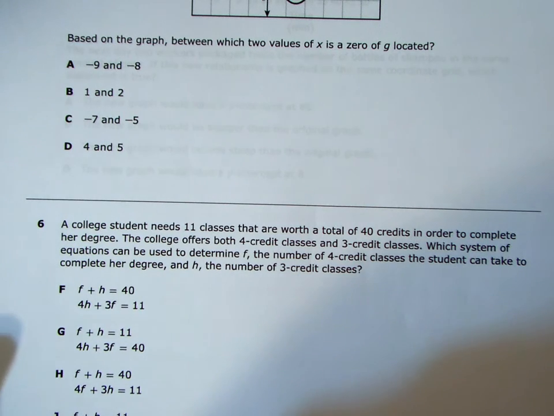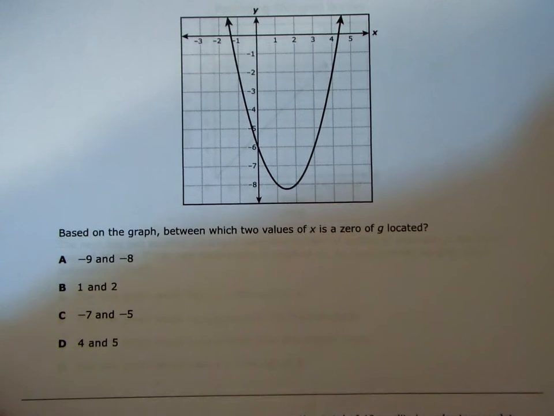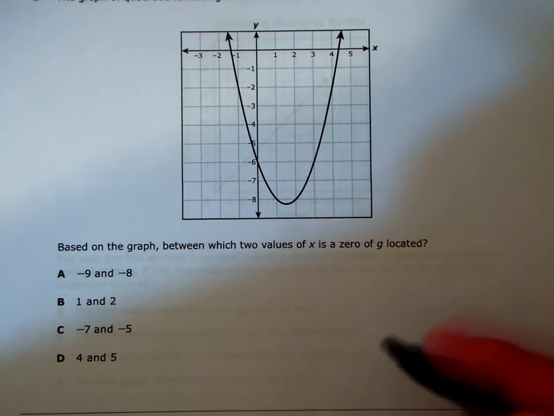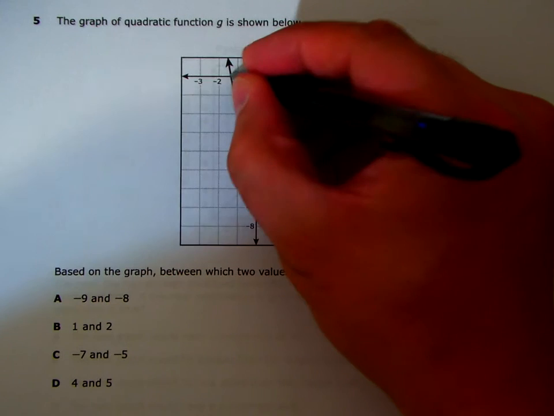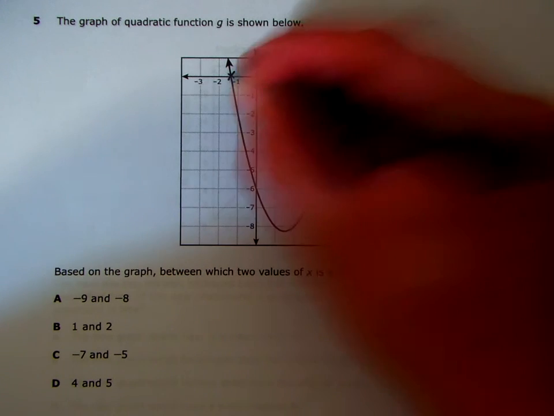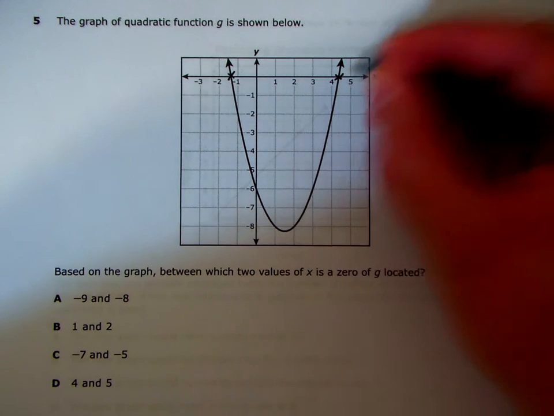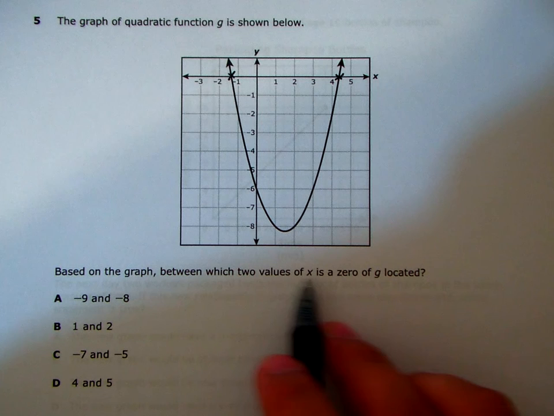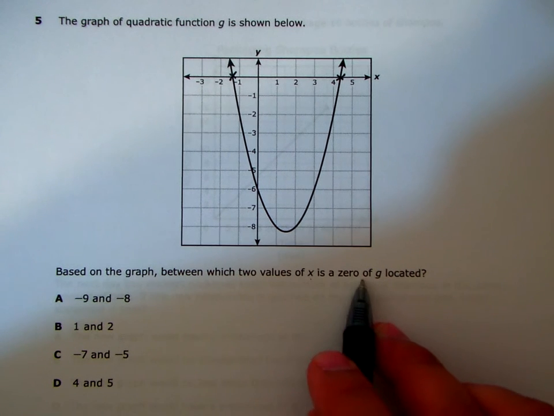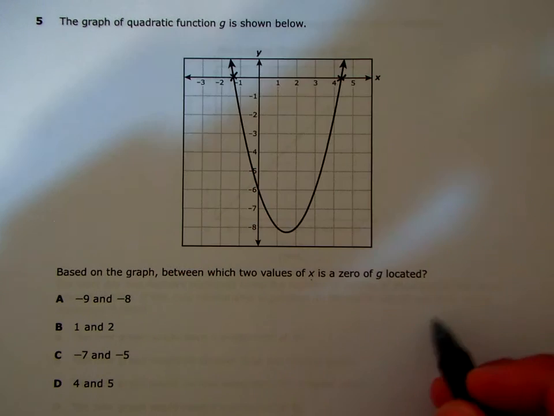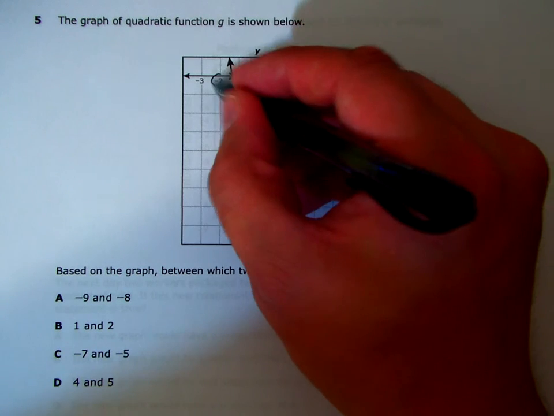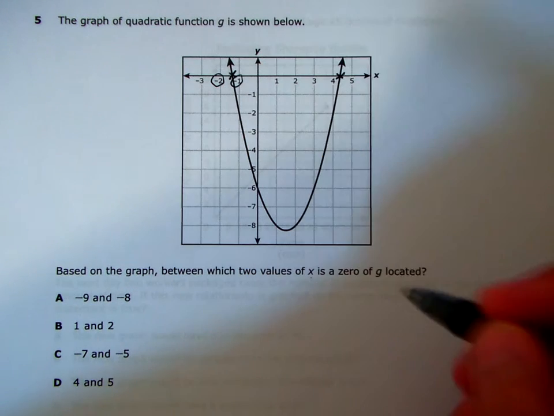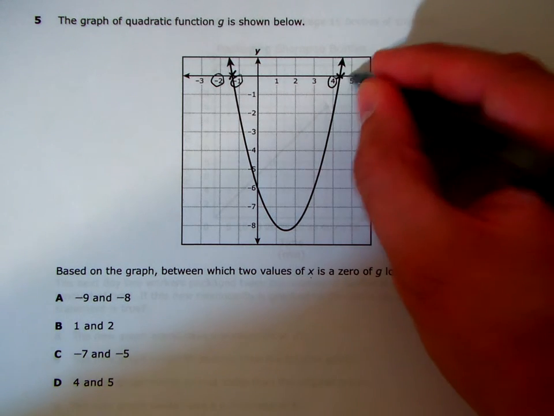Alright, so here's the next one. Number 5. Okay, here it says 0, x-intercept, basically, right? Intersects there, intersects there. So based on the graph, between which two values of x is a 0 of g located? There's one located there between negative 2 and negative 1. There's one located here between 4 and 5.